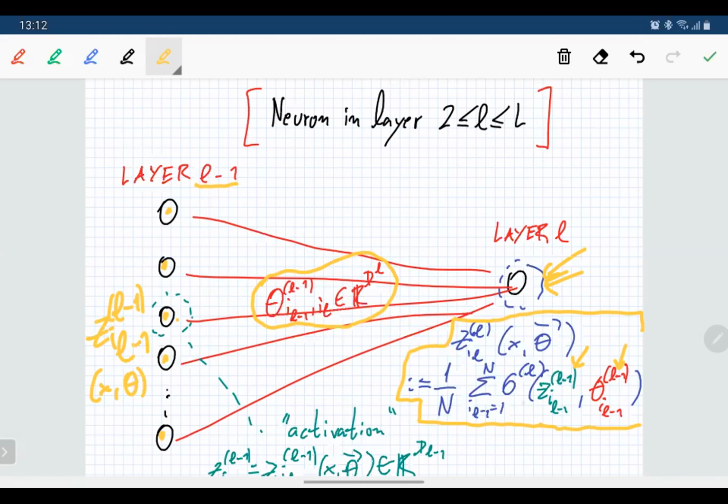In principle, this function here, sigma, can be completely general. We're going to need that it's smooth somehow. So that excludes ReLU and a few other nonlinearities, but I think that's just technical.